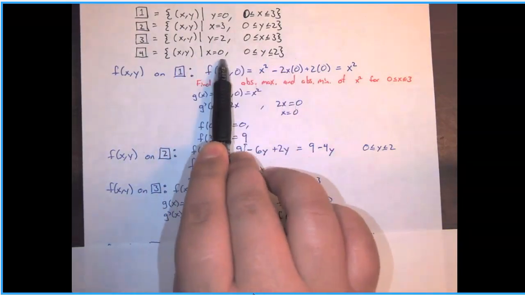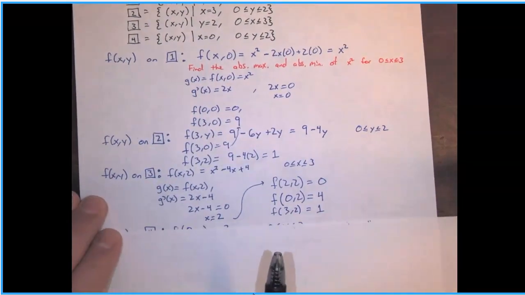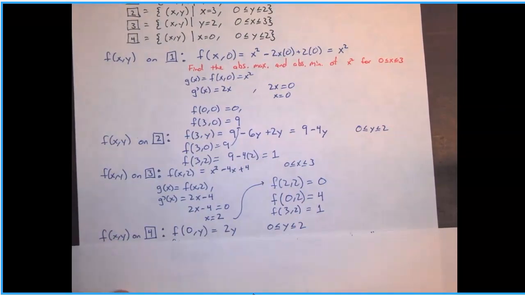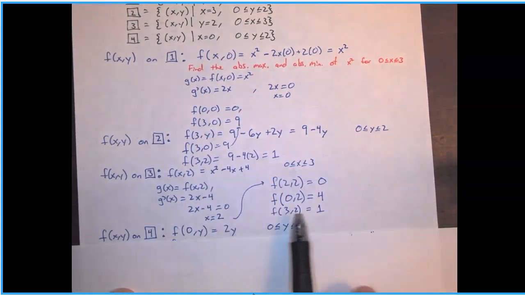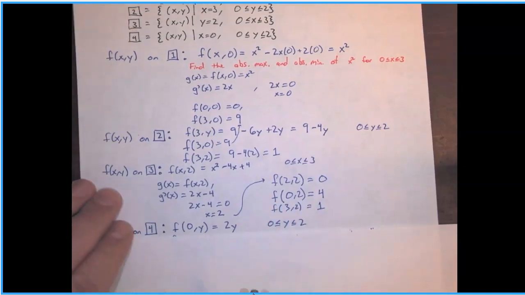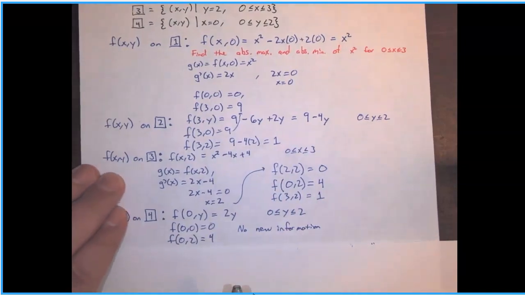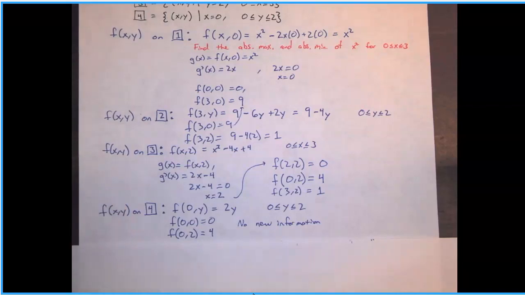And now on the fourth piece of the boundary, the last line segment I have to check, x is equal to 0, y goes from 0 to 2. So I plug in 0 for x. I get that this function is 2y. So this derivative is 2. That's never going to be equal to 0. There are no critical points. I only need to check the endpoints. But what do I get when I plug in the endpoints? f of 0, 0, which I've already checked, and f of 0, 2, which I've already checked. So really from this piece of the boundary, I get no new information. Those two values I already knew.